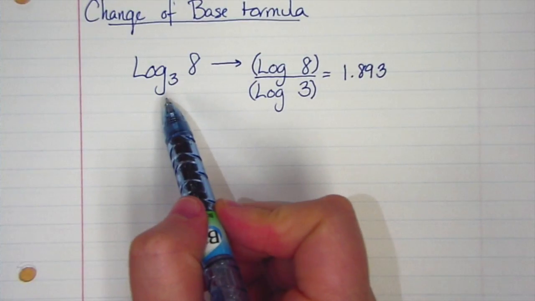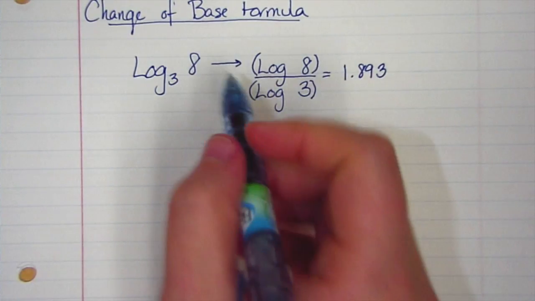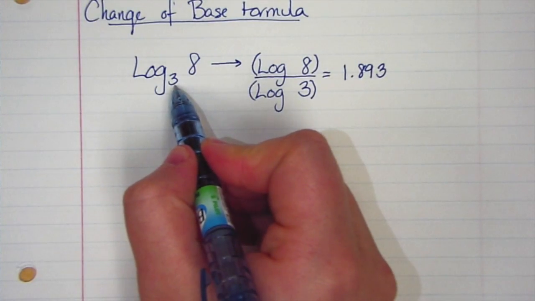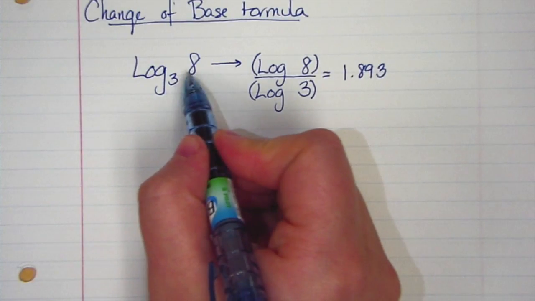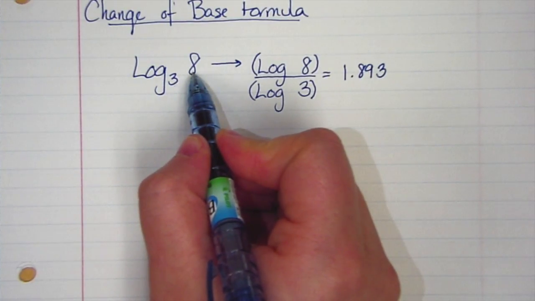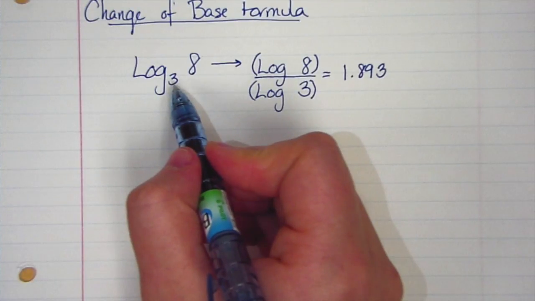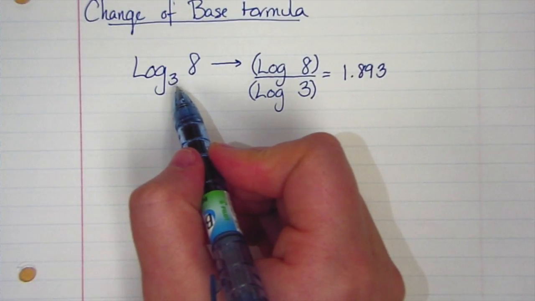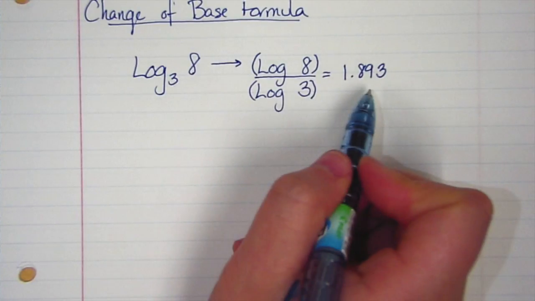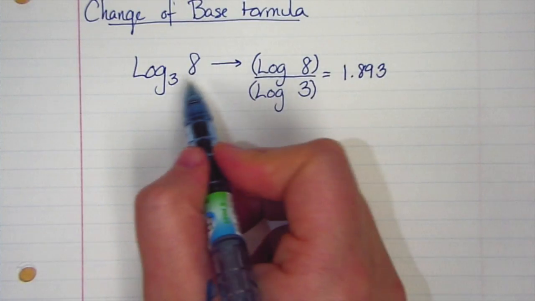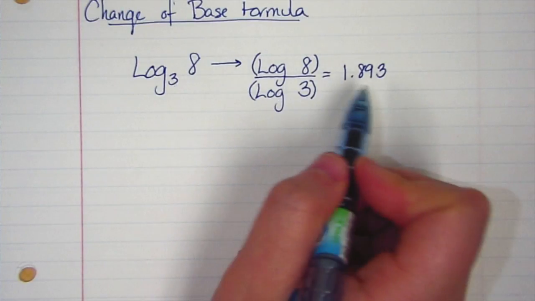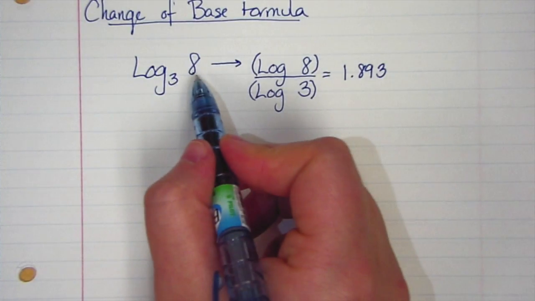Remember that a log asks a question. It asks, what exponent would I need to raise my base to in order to turn it into the number 8, which is my argument? A log solves for an exponent. It searches out an exponent value. So this is the answer to that question. We would need to raise 3 to this power to turn it into 8.